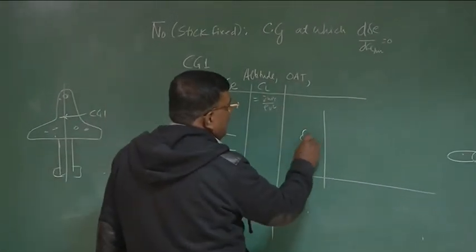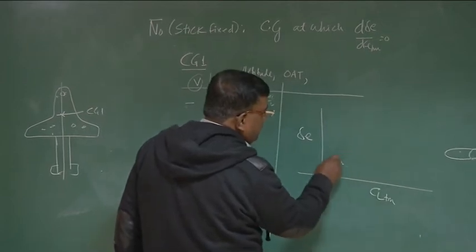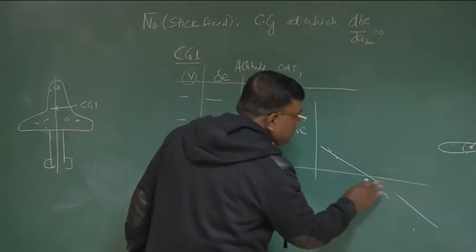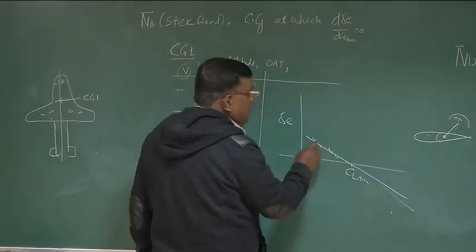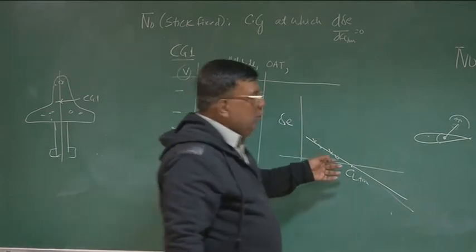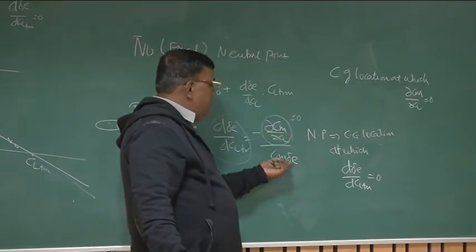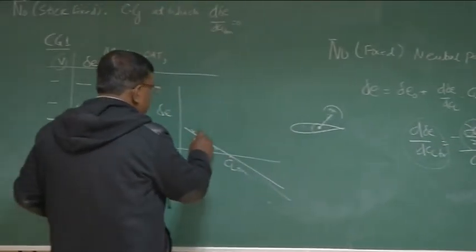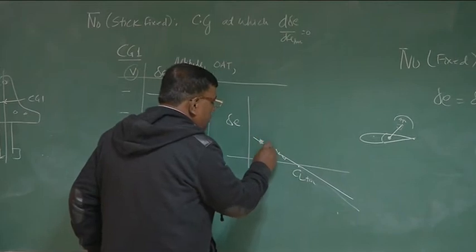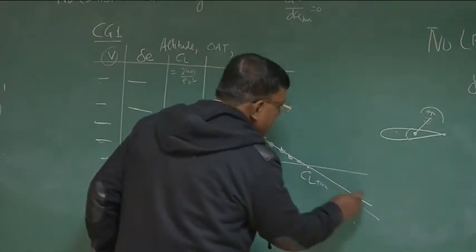So what I do, I plot delta E versus CL trim. So I will be getting some graph like this, say 5 points I have taken. Why should it be a negative slope? You know that d delta E by dCL, the sign will be, this is negative, so positive, and this minus sign is negative. So you will get 5 points, say 1, 2, 3, 4, 5 points, join them and mark it.